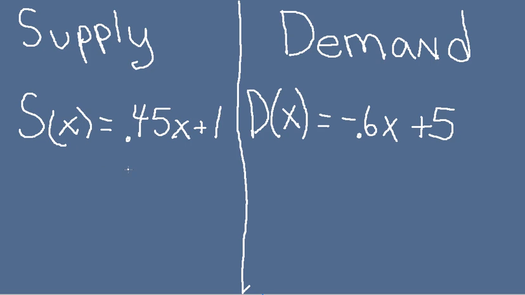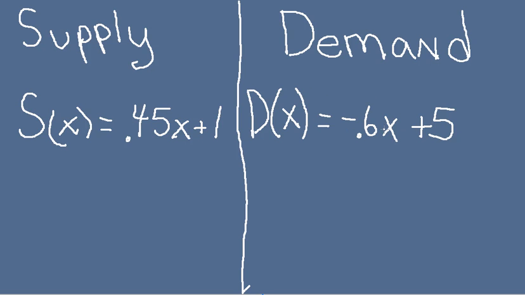As the price goes up, the supply gets greater and greater. It's going to increase. This has a positive slope. Demand will have a negative slope. And here's an equation that represents demand, and we simply have demand as a function of price.